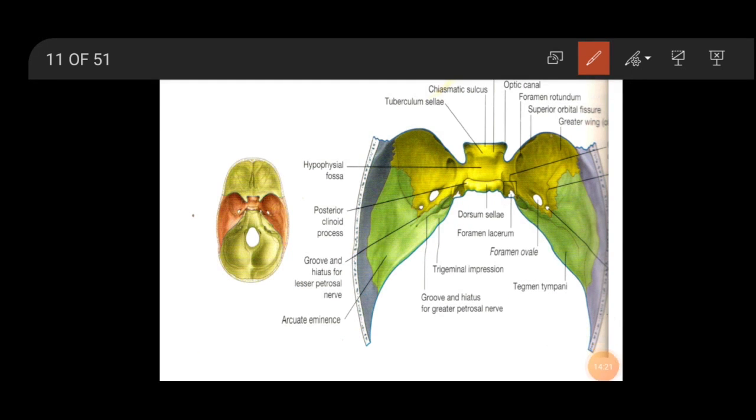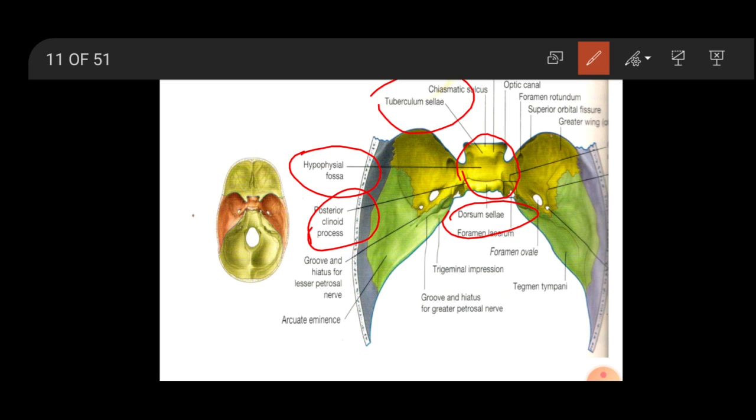And then this is the hypophyseal fossa in the center, which lodges the pituitary gland. The center is the sella turcica, that is the Turkish saddle, which is hollowed in the center, formed by the hypophyseal fossa. Tuberculum sellae in the front and the dorsum sellae behind. Laterally, when you trace the dorsum sellae, you can see a process, the posterior clinoid process, to which one of the dural folds is attached. So that's about the middle cranial fossa.